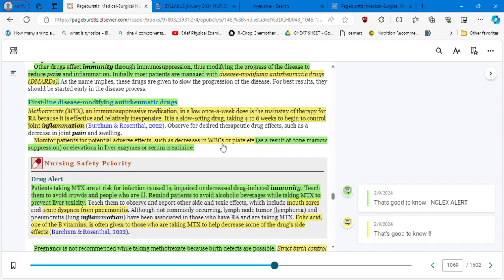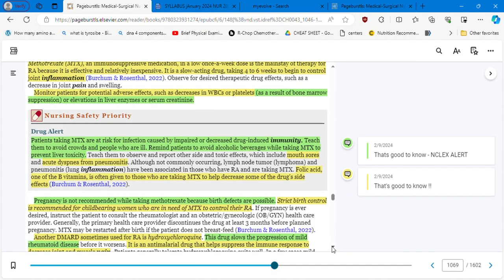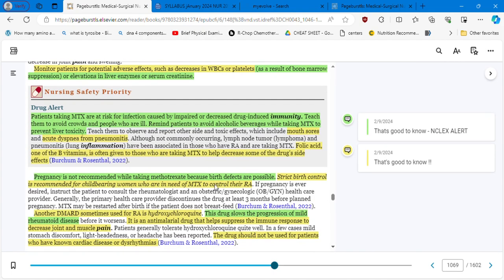This is a chemotherapy, it is going to put in order all these crazy soldiers, but also is going to decrease the WBCs or platelets as a result of bone marrow suppression or elevation in liver enzymes or serum creatinine. So keep an eye on the liver enzymes and your WBCs and platelets, okay? Patients taking MTX, methotrexate, are at risk for infection, of course, caused by impaired or decreased drug-induced immunity. Of course, if we have a decrease in WBCs, we are at high risk for infection.